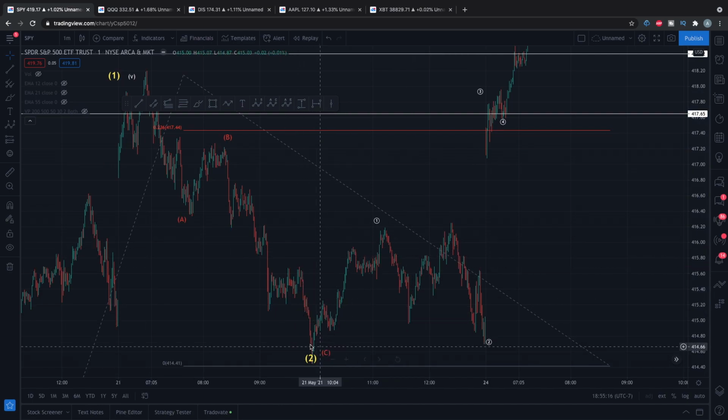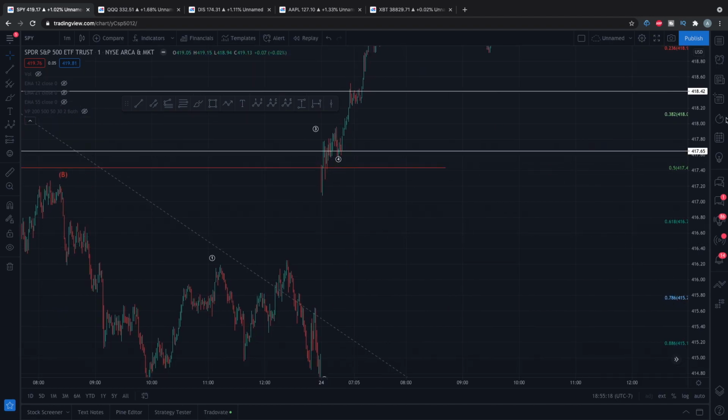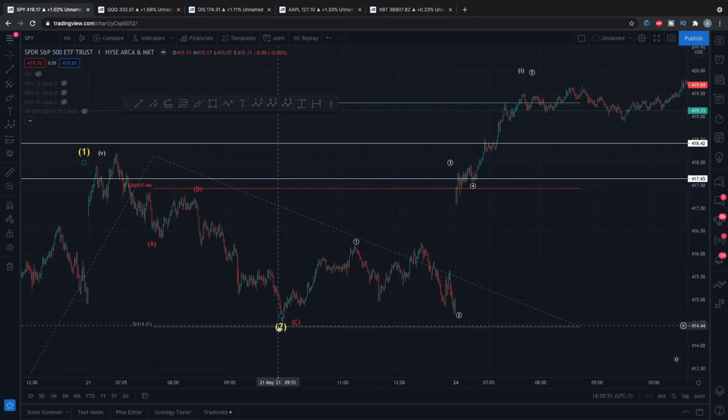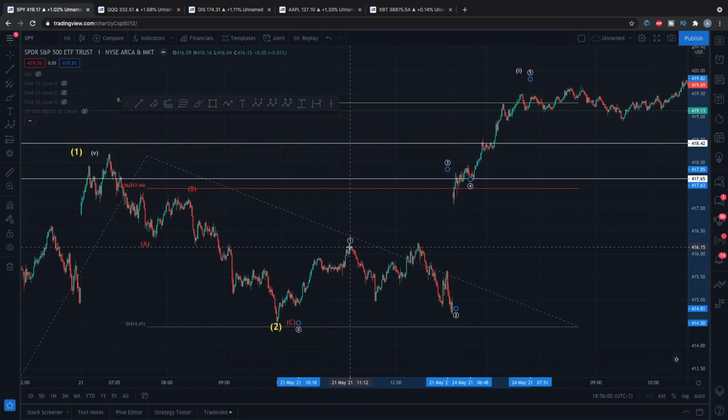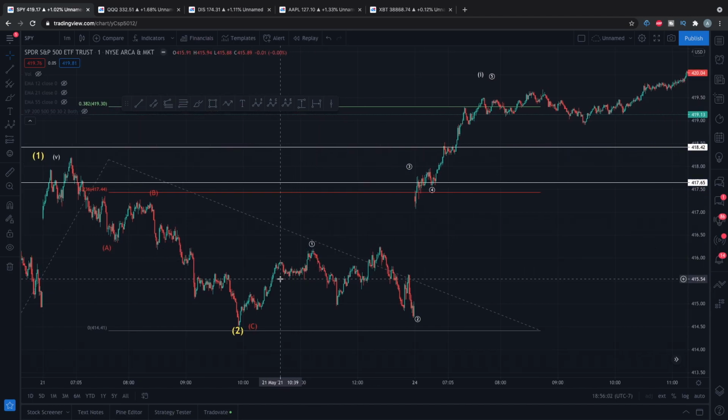And then we started coming up for the third wave. And I've already subdivided some of this upside move. And we can basically see that this wave 1 also subdivides into an impulsive structure. So we see a 1, 2, 3, 4, 5 to the upside to finish off the wave 1. And you can very clearly see that wave 4 congestion consolidation area.